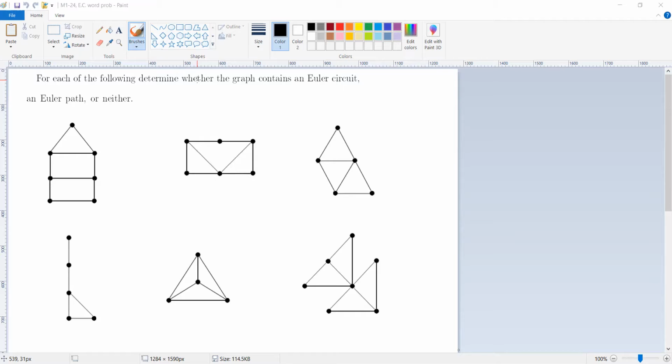Okay. So for each of the following graphs, we're going to find out if it has an Euler circuit, Euler path, or neither. Which means we're going to use the theorems and go ahead and check the degree of all of the vertices. If we find 2 odds, we've got an Euler path. If there's no odds, Euler circuit. But as soon as I get more than 2 odds, it's going to be neither.